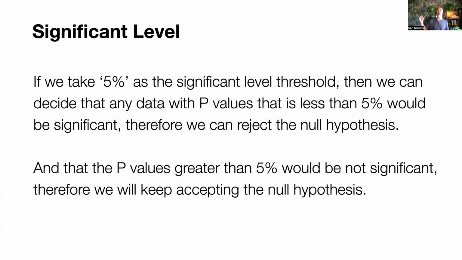But if it's less than 5%, let's say 1%, in this particular case 0%, then it shouldn't happen if the null hypothesis is correct. It shouldn't happen, right? But it's happening in the real world. So it's not consistent, so we can reject the null hypothesis.